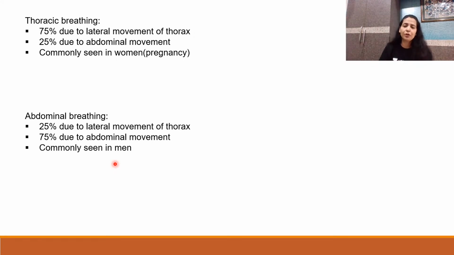Females show thoracic breathing. The chest cavity moves, the abdomen doesn't move. In males, the abdomen shows evident movement, but the chest cavity doesn't show much movement. In thoracic breathing, it's 75% due to the thorax and 25% due to abdominal movement, seen in women. In abdominal breathing, it's 25% due to the thorax and 75% due to abdominal movement, seen in men.